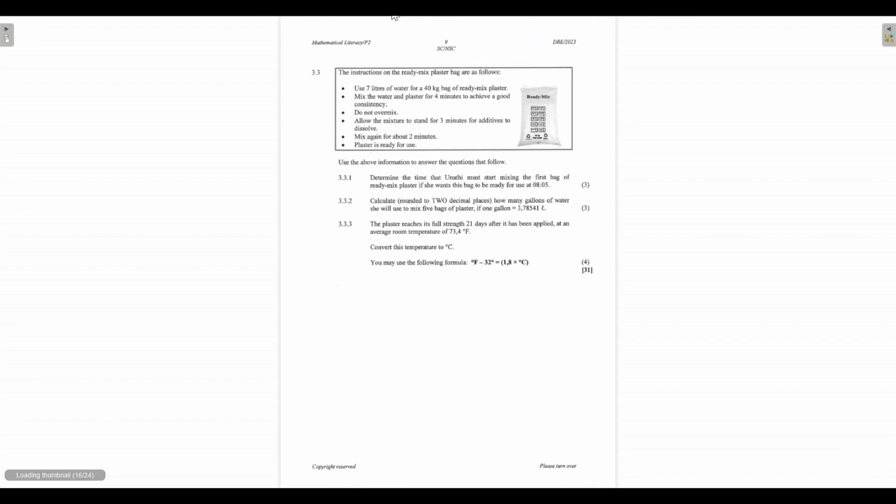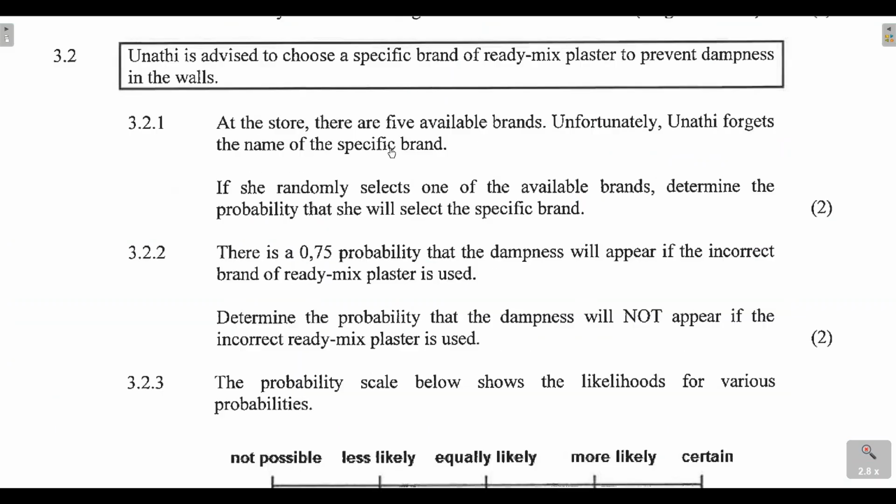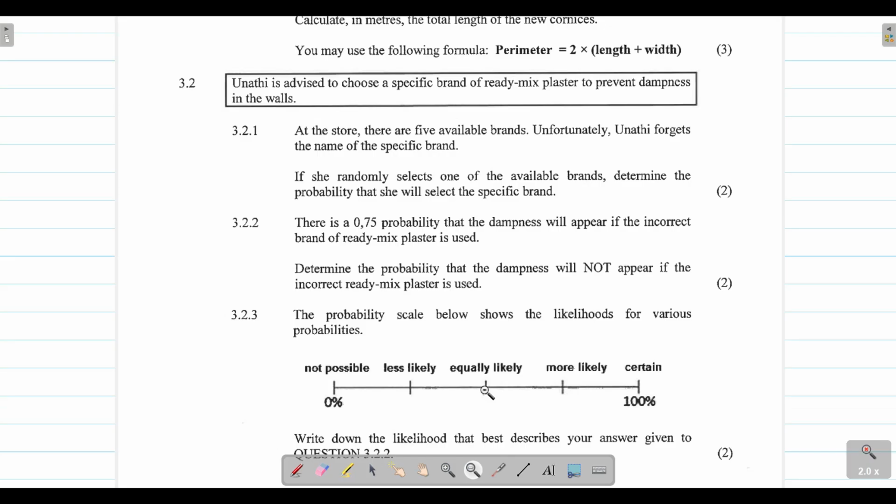In the next video tutorial, we are going to be tackling question 3.2, and question 3.2 deals with probability. With probability, you just need to be able to apply the complementary rule. You need to be able to calculate probability using the formula probability is equal to favorable outcomes divided by the total outcomes, and you need to be able to interpret the probability scale. This question is nice because it has summarized everything that you need to know when it comes to probability.